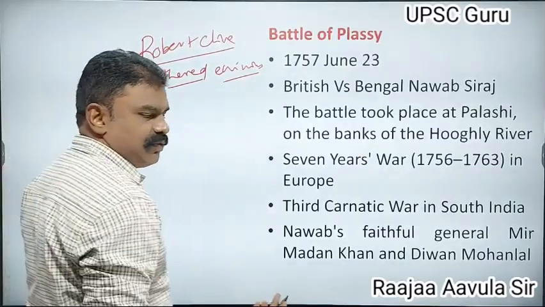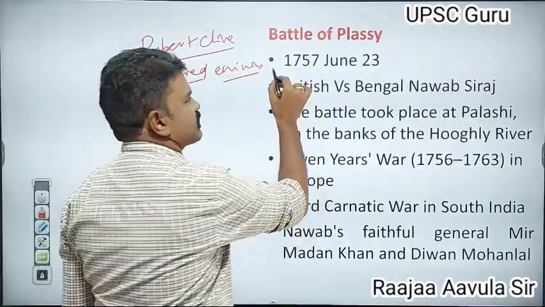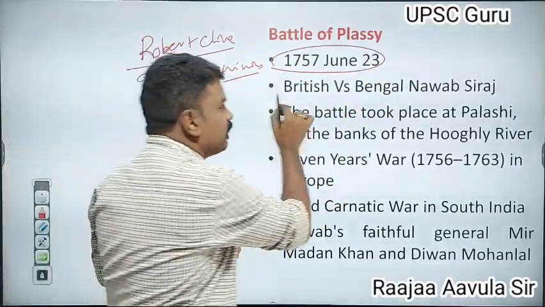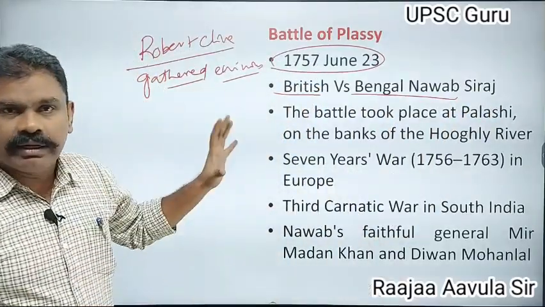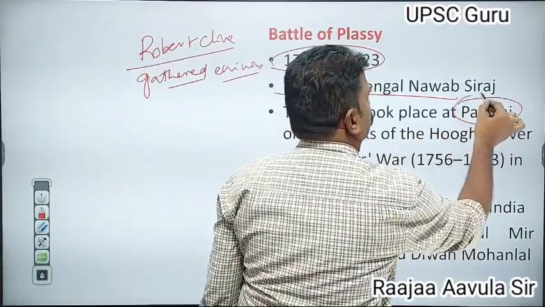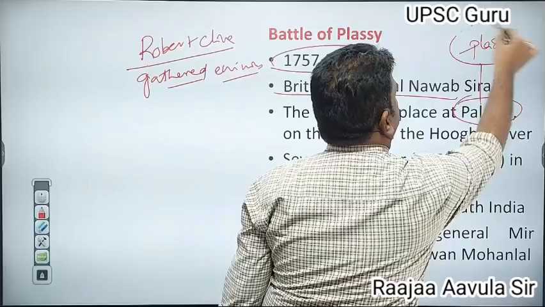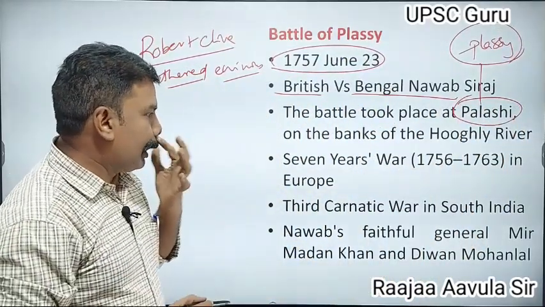Then they went for the war, what is called the Battle of Plassy, which occurred on June 23, 1757. This war occurred between the British and the Bengal Nawab Siraz. The battle took place at Plassy, modern Plassy. In English books it is called Plassy, on the river bank of the Hooghly.